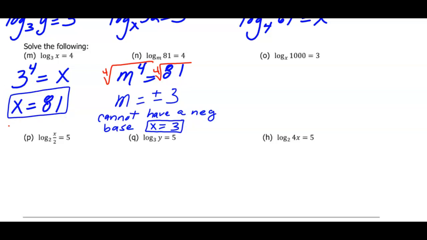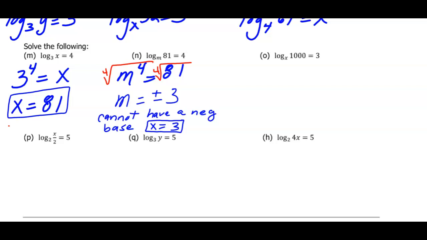You'll never have a negative base. Your bases are always going to be positive. So if you do have to undo a power of 4 or a power of 2 or any even power by taking the root, answers are going to be plus or minus, but not if it's the base. Like in letter M or N, the m was the base in the original equation. So the bases are always going to be positive, so we only use the positive.